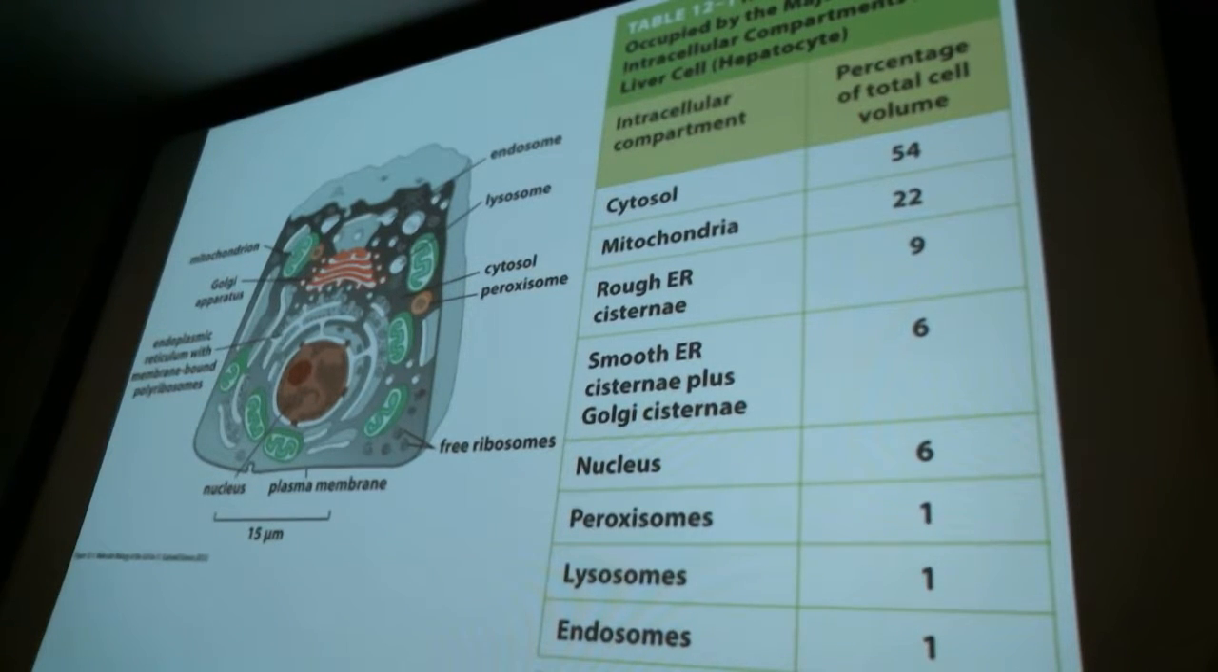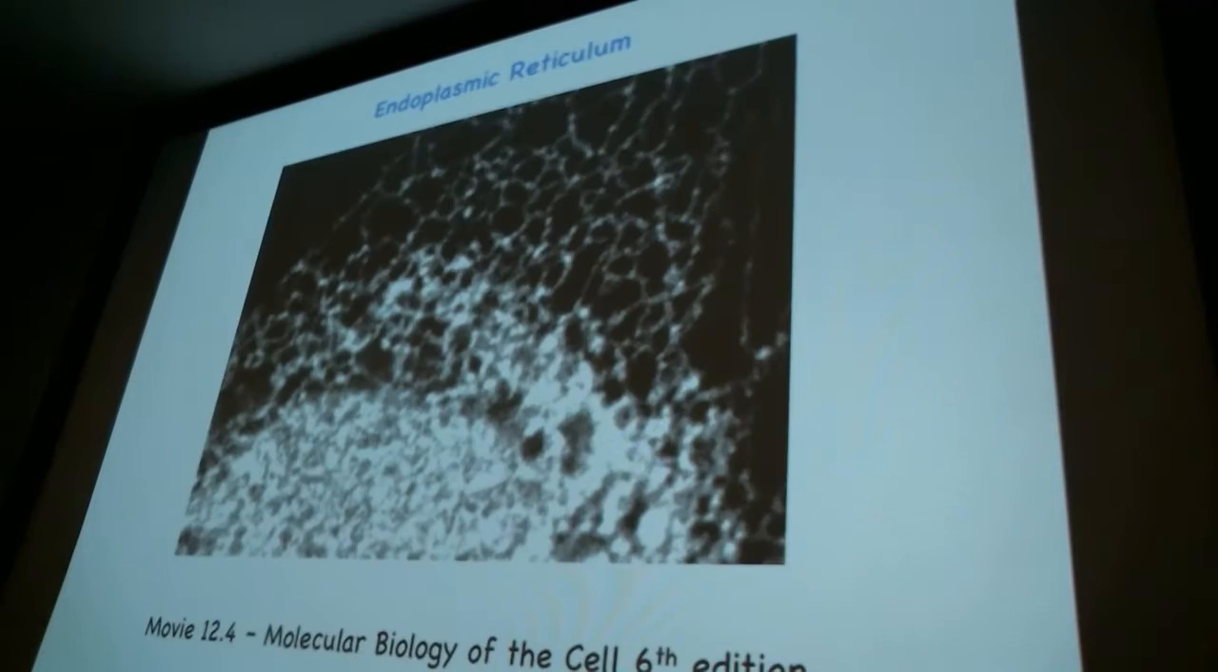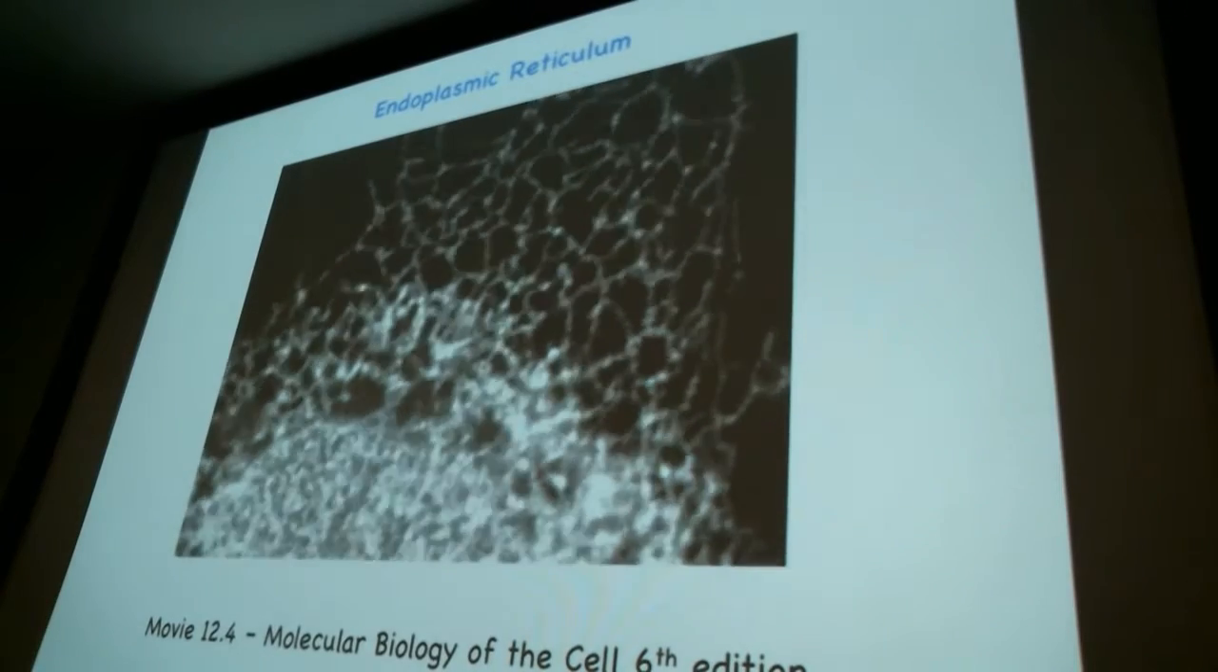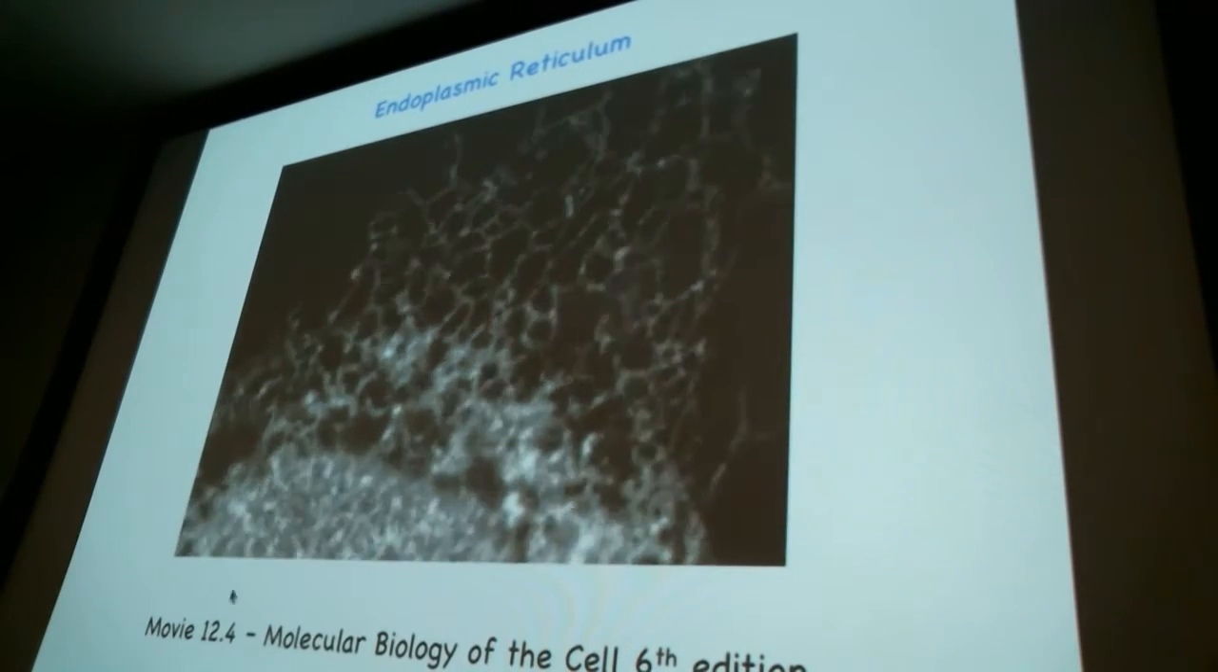So let's take a look at the ER. And there's one animation here that really gives a good idea of what the endoplasmic reticulum is. It's called the reticulum because it really forms this. I don't know why we're not having sound. I just decided to shift to the computer, and now we have a technical issue. Bear with me, I'm going to shift to my iPad because there's no sound on the VGA.